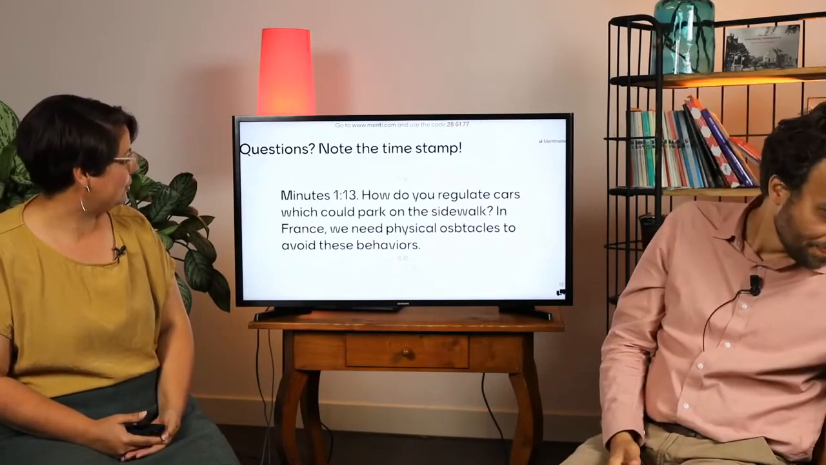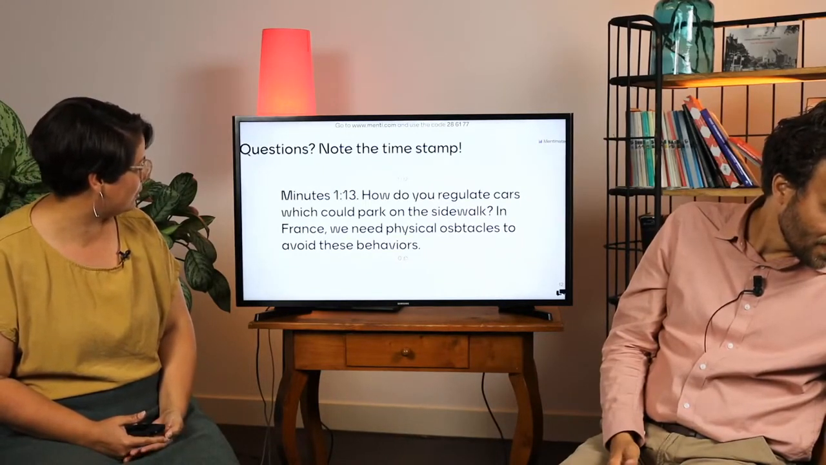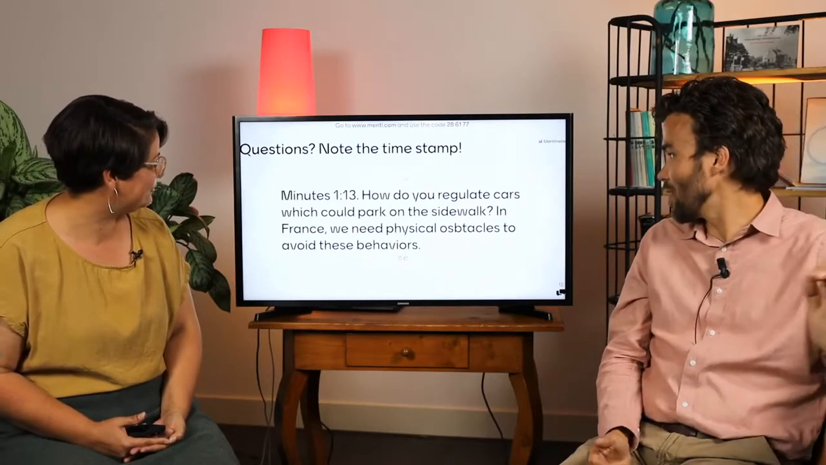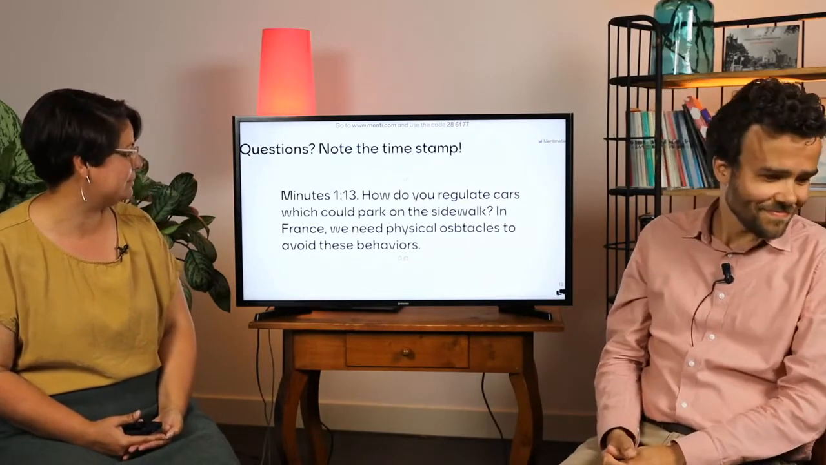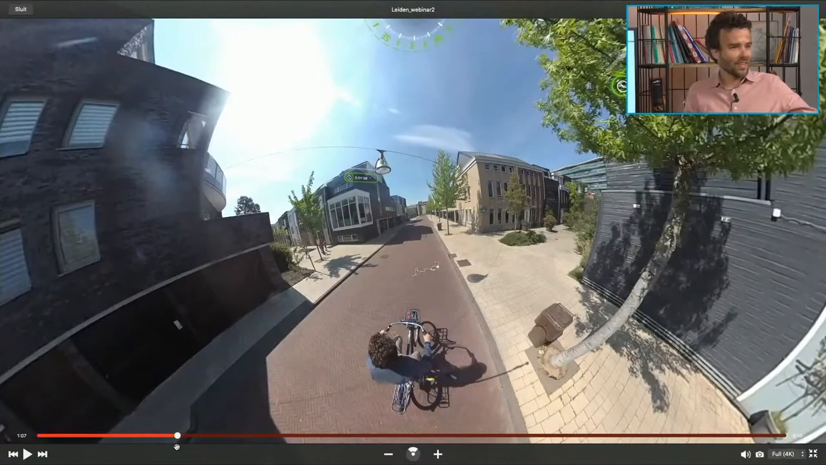So at 113, how do you regulate cars which could park on the sidewalk? The question's coming from France. We need physical obstacles to avoid these behaviors. On the screen you can see the particular street. That's the accessway. So in this instance, there's really nothing stopping you from parking on the sidewalk. It is very much possible.